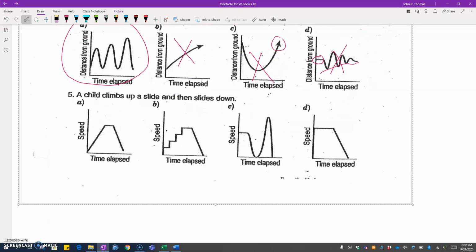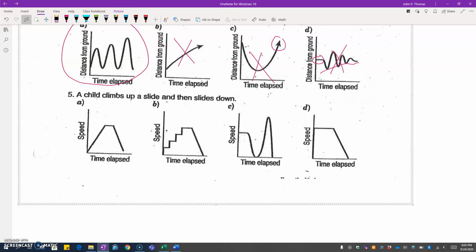All right, and then the last one, number 5, which everybody wants to pick B for some reason. A child climbs up a slide and then slides down one side. So we'd expect this child's speed versus time elapsed to show a climb up at a relatively steady pace. Then at the top, we might anticipate the rider maybe stops and positions themselves.